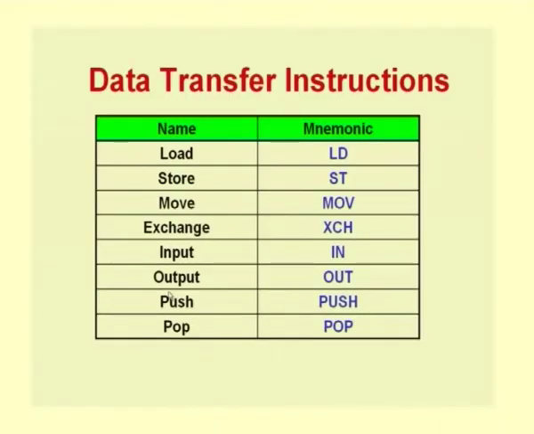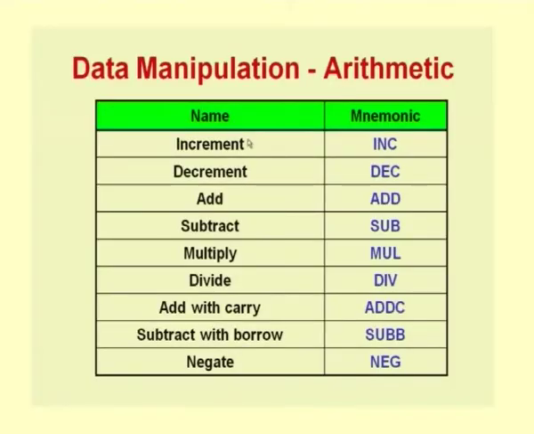Then of course, we have input and output instructions for input output operations, and push and pop, which are normally used with respect to the stack. Now, coming to data manipulation instructions, there are different categories of data manipulation. First, arithmetic instructions: we have increment, decrement, and add, subtract, multiply and divide, which we are normally very familiar with. Many architectures would have add, subtract, multiply, some of them may not have a div, but there are some architectures which also provide a div operation.